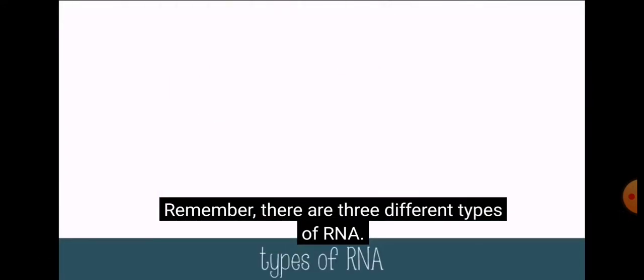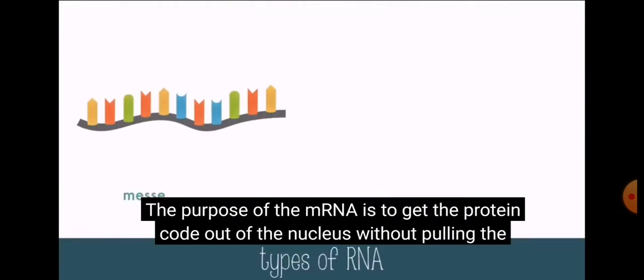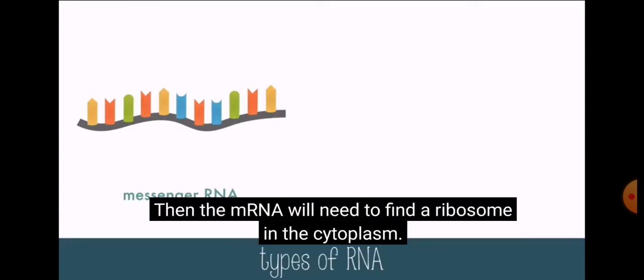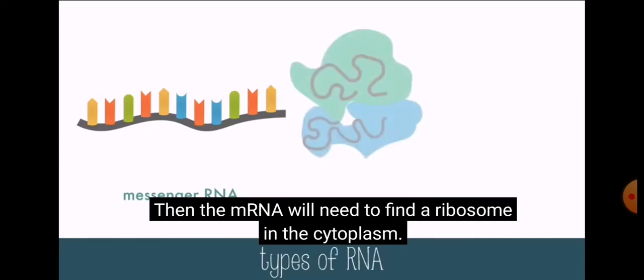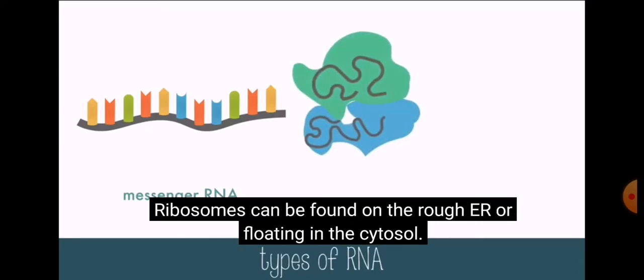Remember, there are 3 different types of RNA. The purpose of the mRNA is to get the protein code out of the nucleus without pulling the DNA out of the nucleus. Then the mRNA will need to find a ribosome in the cytoplasm. Ribosomes can be found on the rough ER or floating in the cytosol.